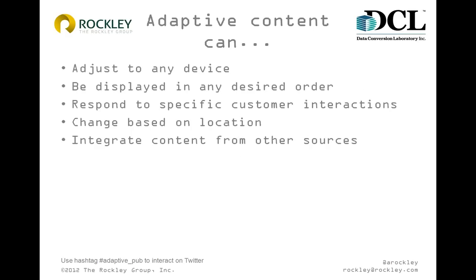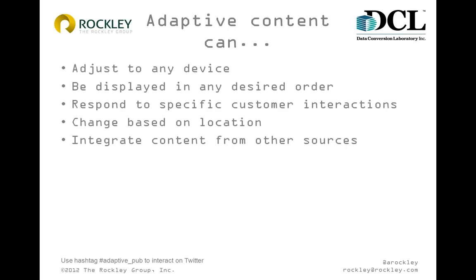So when we take a look at adaptive content, it adjusts to any device. That's certainly one of the challenges we're having today with the proliferation of devices, trying to figure out how do we do it for this one, how do we do it for that one. Well, the software is aware and can adjust as required. It can display your content in any desired order. So just because you look at it on a desktop in one format, or in print, if you're doing print-based books, it doesn't necessarily mean that you have to present it in exactly the same way. You can present it in a different way that makes sense for mobile or other devices.